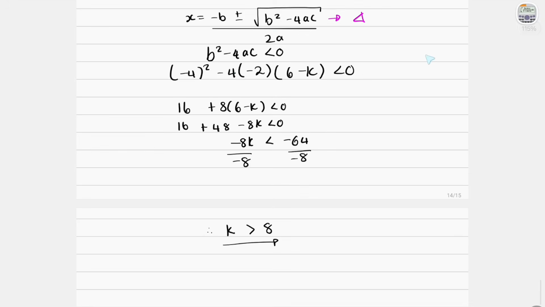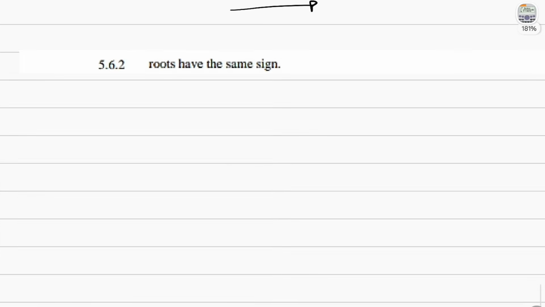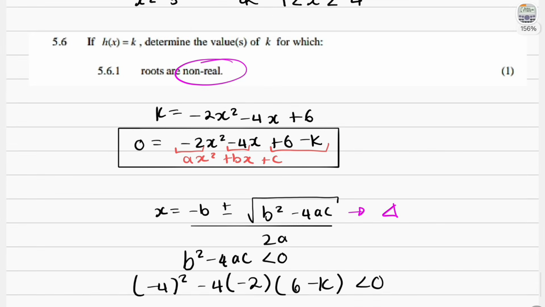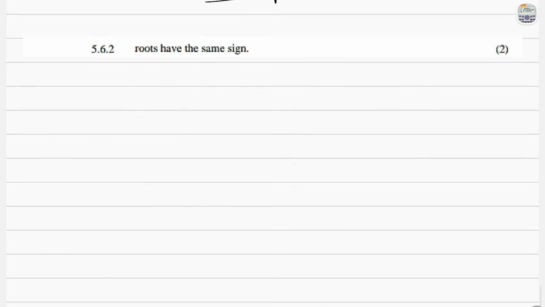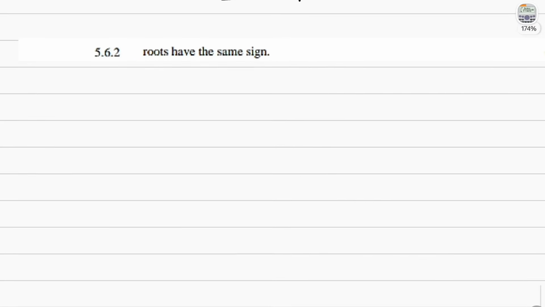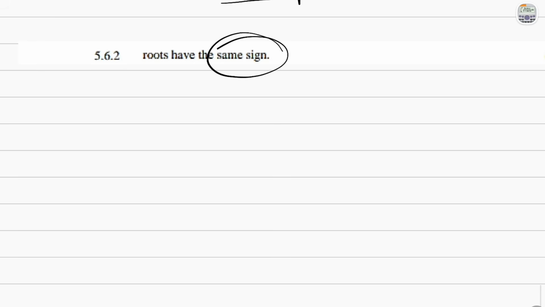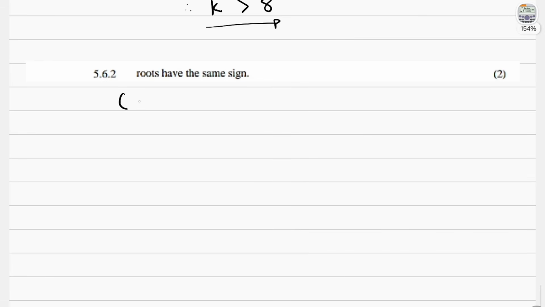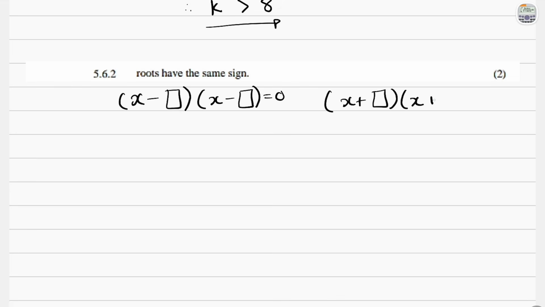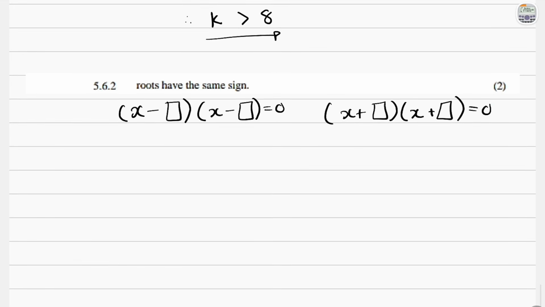Moving on to the next question. Question 5.6.2 says we need to determine the values of k for which the roots have the same sign. So just the same sign. Okay. So that would mean they could both be positive or both negative. So something like x minus something, okay, and x minus something is equal to 0. Or it could be x plus a value and then x plus another value, a real value, and that is equal to 0. So it could be like that.